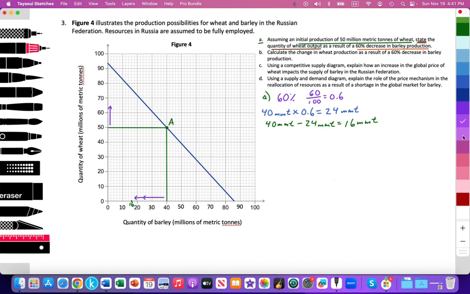I can then draw an arrow from 16 million to the PPC curve, and that's going to illustrate the level of wheat production. That will take me to 70, 72, 74, 76 million metric tons. So this wheat output is increasing up to that point.